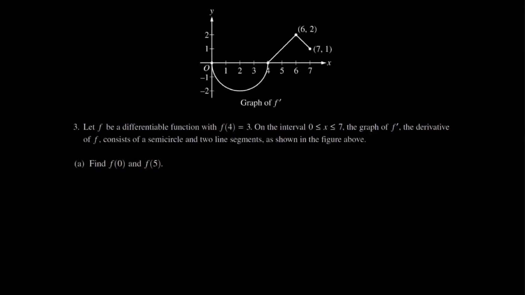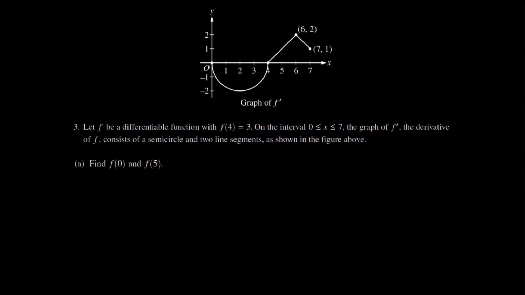In this case, we are given a differentiable function f such that f of 4 is equal to 3. And we are given the graph of f prime, and we are also told that the derivative f prime consists of a semicircle and two line segments. So the semicircle we see here, and then two line segments right here. And we need to find first, in question A, f of 0 and f of 5.